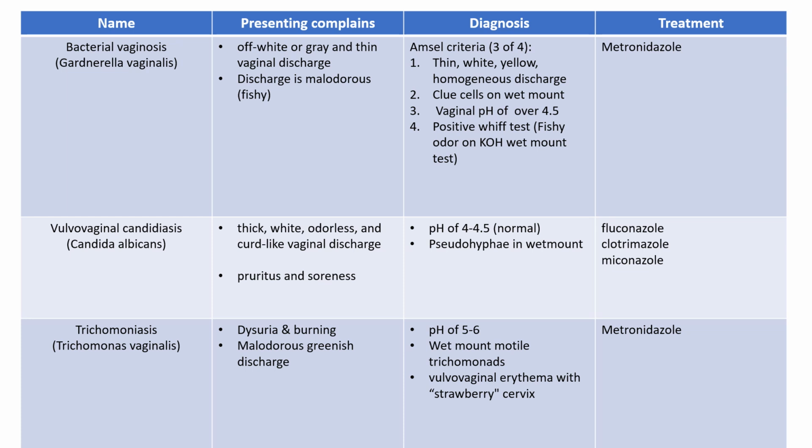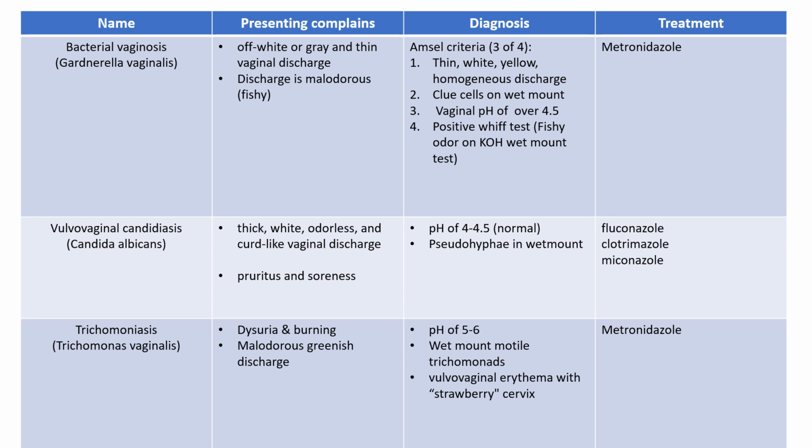And for the diagnostic criteria, there's the Amsel criteria, in which there are 4 criteria mentioned, and at least 3 of them should be present. Number 1 is a thin white-yellow homogeneous discharge. Number 2 is clue cells seen on a wet mount under the microscope. Number 3 is vaginal pH of over 4.5.